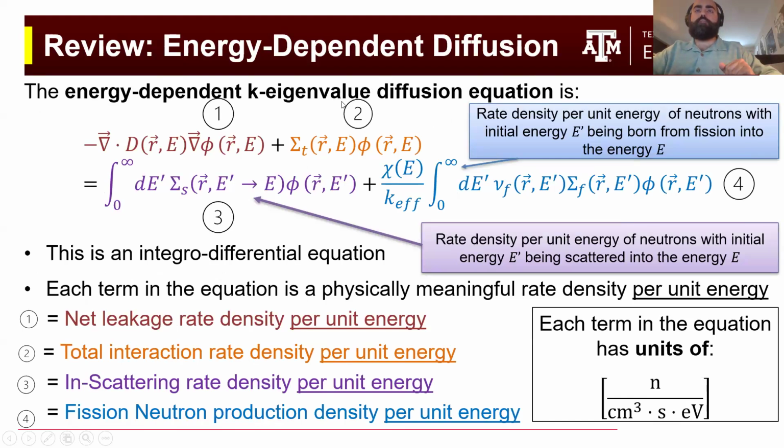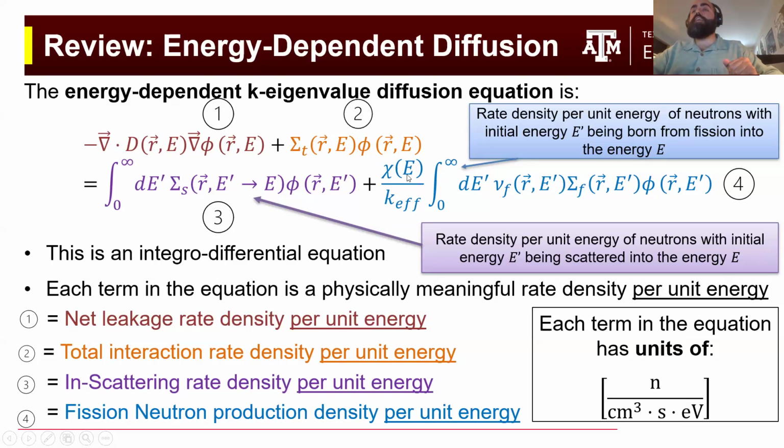And yeah, so getting into today's topic, which is slowing down, I wanted to briefly review some of the things that we had talked about before we had our exam. So one of the big equations that we derived was the energy dependent version of our diffusion equation. This is very similar to the one group diffusion equation. It just includes the fact that our scalar flux actually does depend on energy.